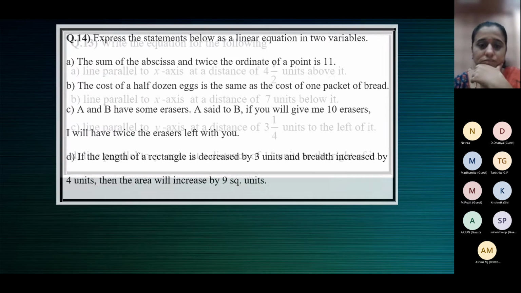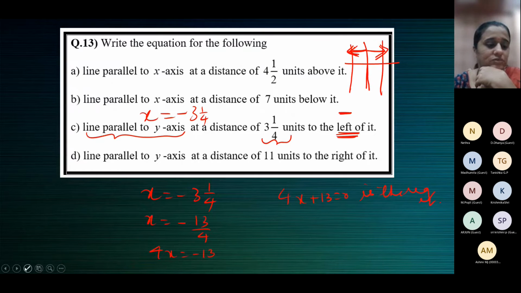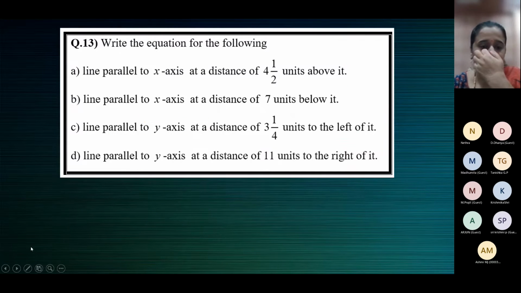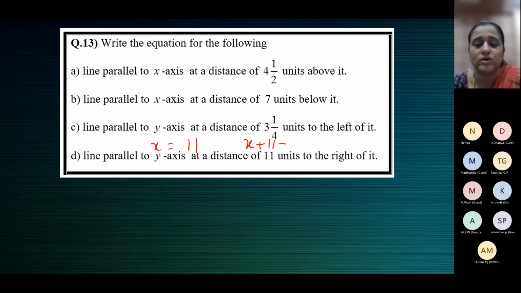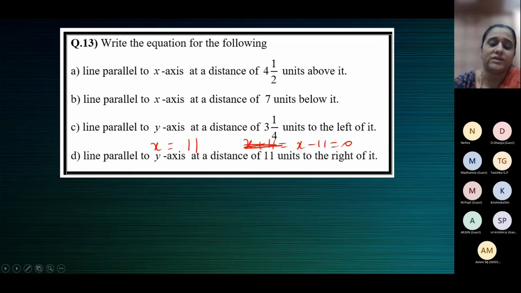Okay, and the last one. The last one, line parallel to the y-axis. So x is equal to 11 units is the distance, so 11. And right side, so positive 11. So x is equal to 11, or x minus 11 is equal to 0 is the required equation.